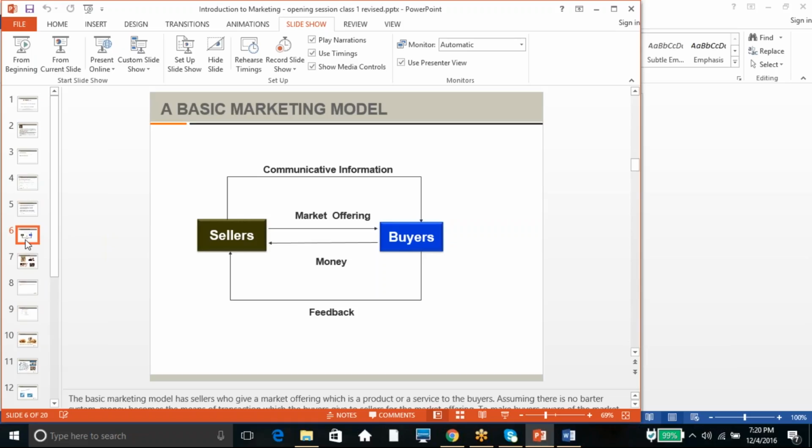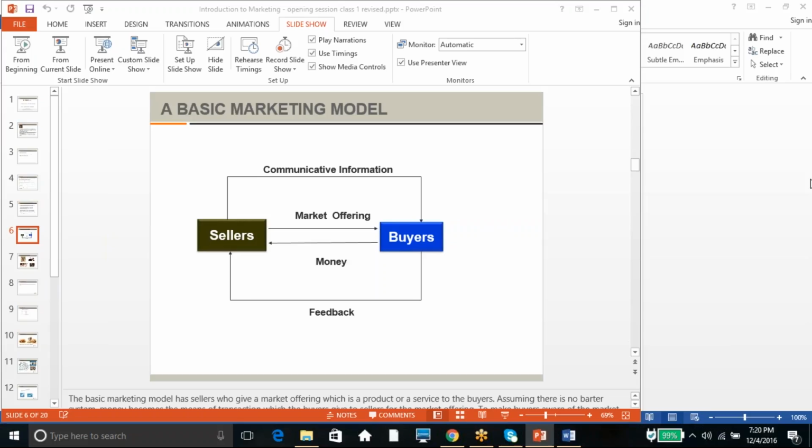And assuming that there is no barter system, although demonetization in India seems to have got back the barter system in India to quite a good extent, but still assuming that we still have currency and it is not a barter system, what we return in terms of what we take from the seller is money.